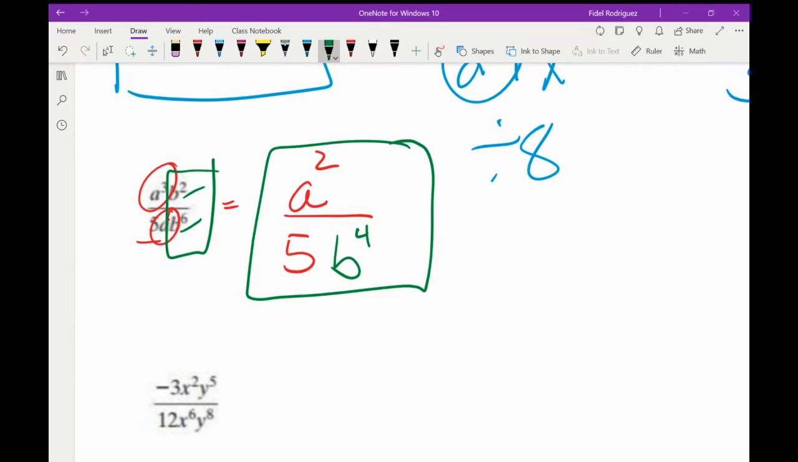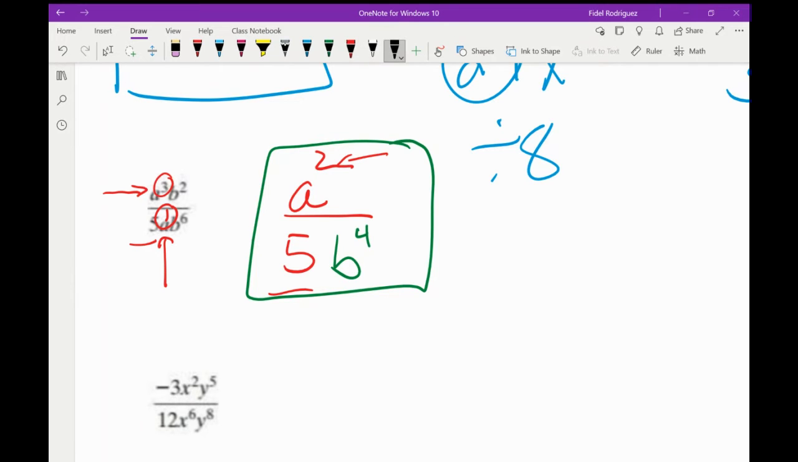I'm sorry, why was the a on the bottom removed again? Let me come back here and clean this up. Are we good with the 5, that I didn't do anything with it because there was nowhere really to put it? Yes. Okay. If I look at my a's, even though I don't see the power there, the power is understood to be 1 because there's just 1 a, right? So when I look at my a's, there's 3 on the top and 1 on the bottom. So when I subtract my powers, 3 minus 1 leaves me with 2, right?